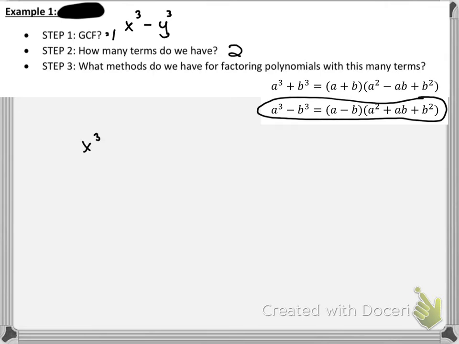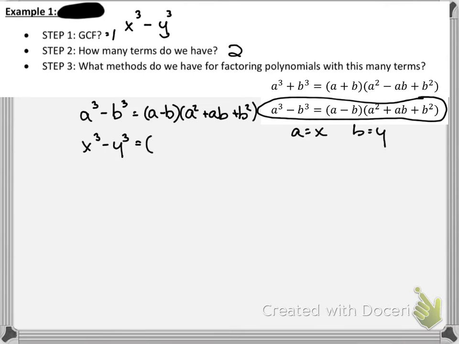So if we have x cubed minus y cubed, that fits the form a cubed minus b cubed. The way we factor it is a minus b times a squared plus ab plus b squared. In this example, a is x and b is y. Wherever I see a in the equation, instead of a, I'm going to write x, and wherever I see b, I'm going to write y. So we have x squared plus xy plus y squared. And that, my friends, is the final answer.